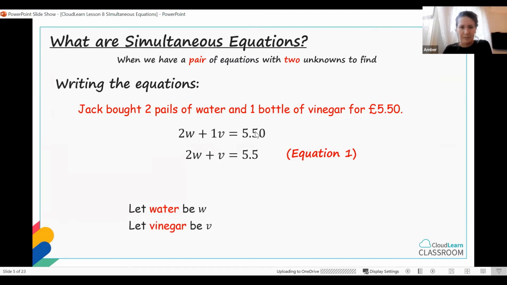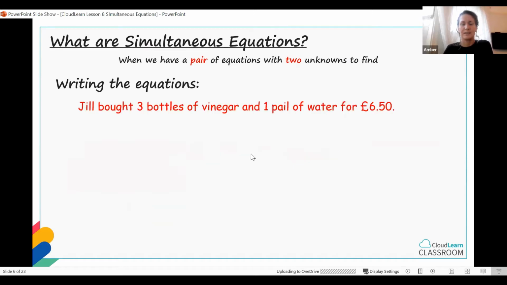And I talked earlier about how we cannot solve this, okay? On its own, it can't be solved. There could be an infinite number of answers, I guess, in a way. We could have loads of different numbers for W and V where 2 times W plus V will equal 5.5. So on its own, we can't say exactly what W and V are going to be. So that's why we need the second equation. We need a second part of the problem.